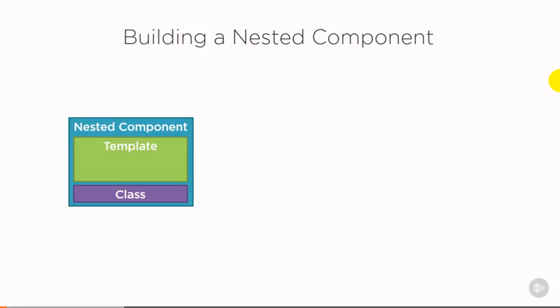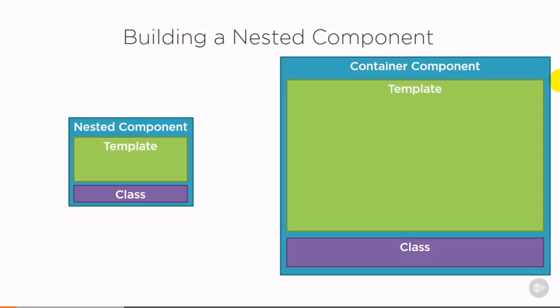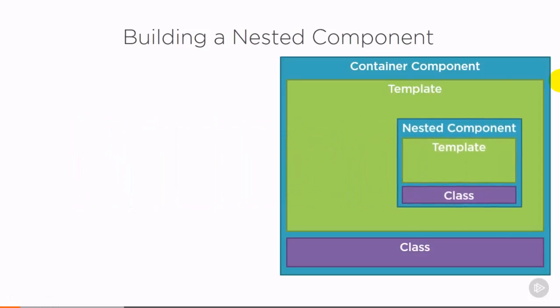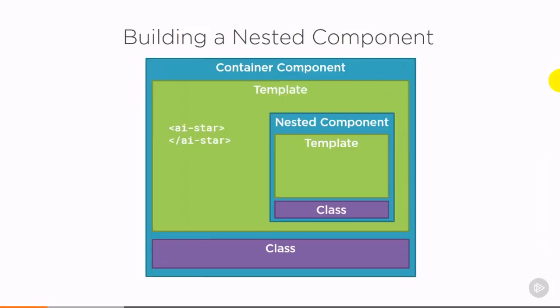Here is a visual representation of a component that is nestable. Here is another component. It wants to use the nestable component in its template. We then refer to the outer component as the container or parent component, and we refer to the inner component as the nested or child component. When building an interactive application, the nested component often needs to communicate with its container.